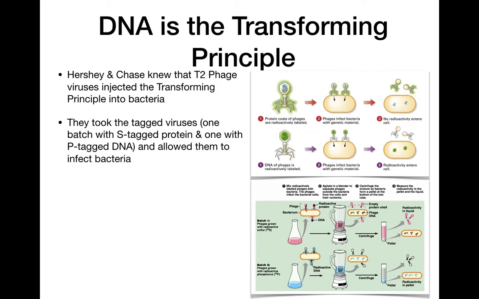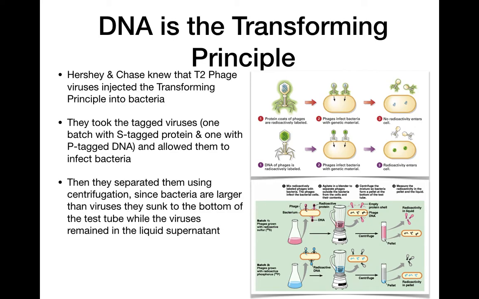That's how they do that. And then giving them time to attack, the viruses would have attacked the bacterium, injected their transforming principle inside, and then the virus falls off, and the inside is the transforming principle. They then take these cells that have been attacked by the viruses with either radioactively tagged protein or DNA, and then they are able to separate them.